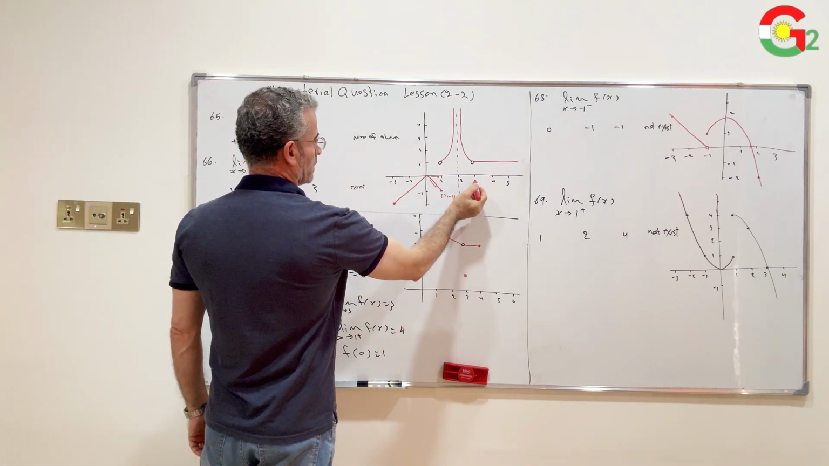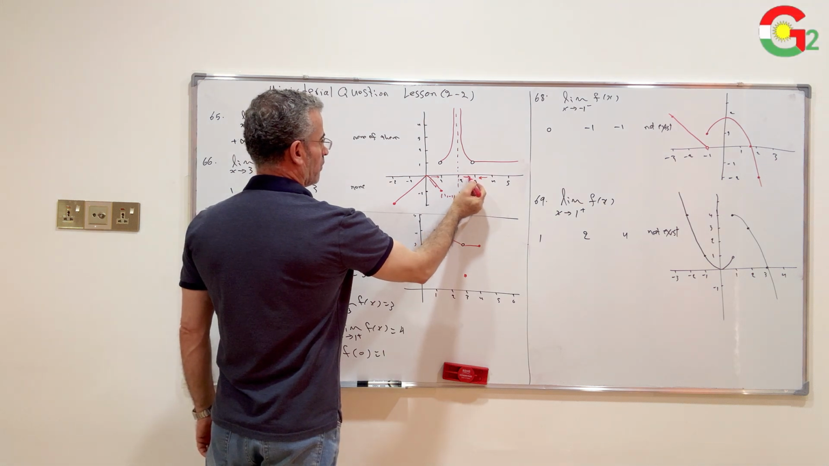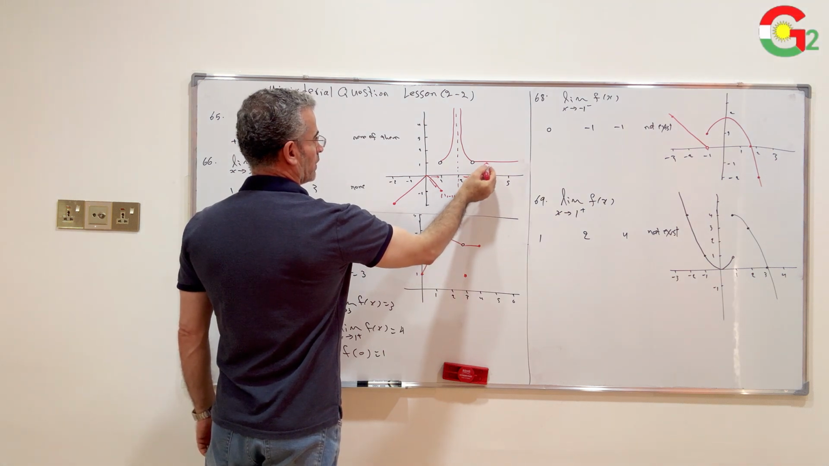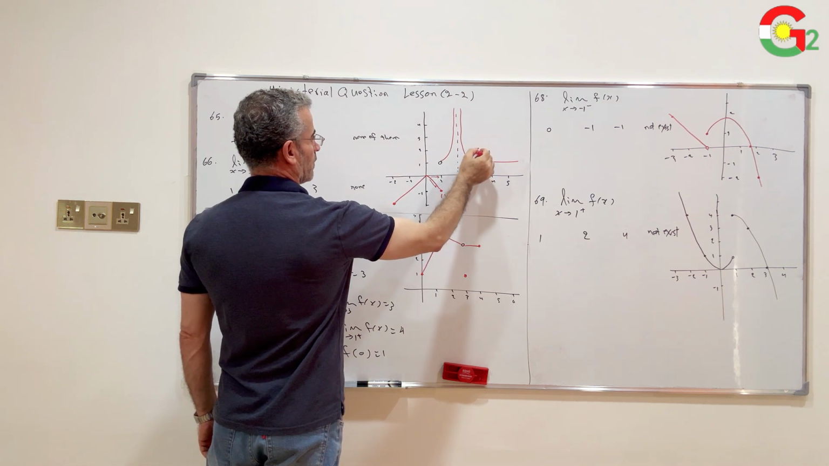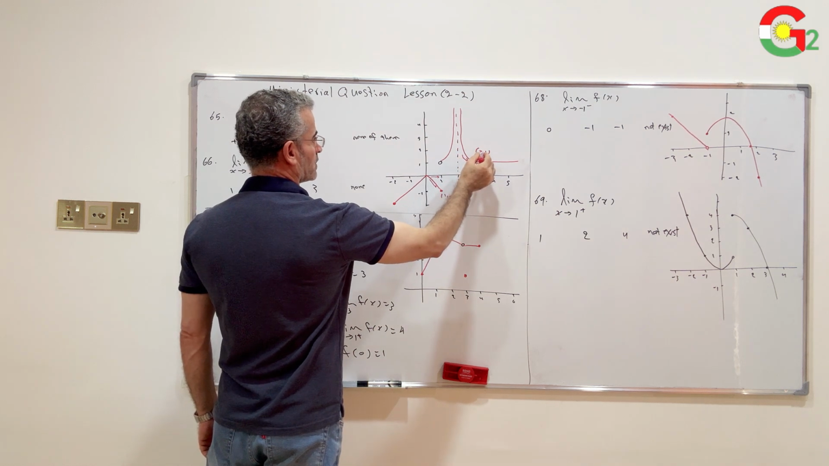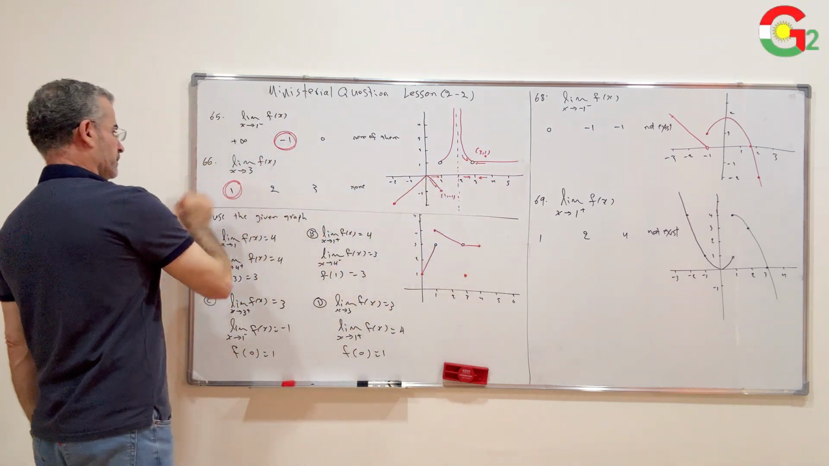Limit f of x when x approaches 3. This is 3. I see from the right and from the left. From the right, f of x goes to this point. The coordinates are (3, 1), and from the left it also goes to this point. Then the limit is 1.